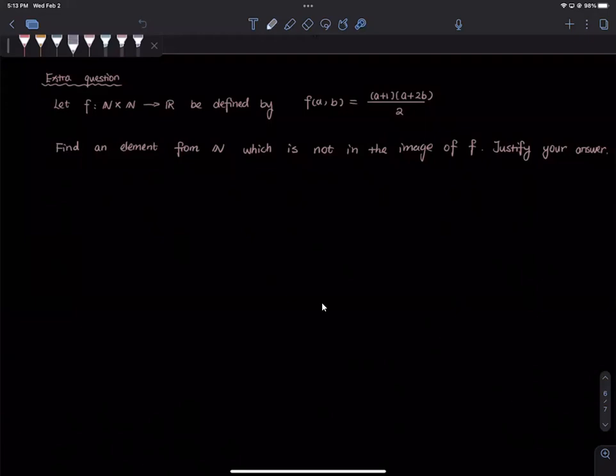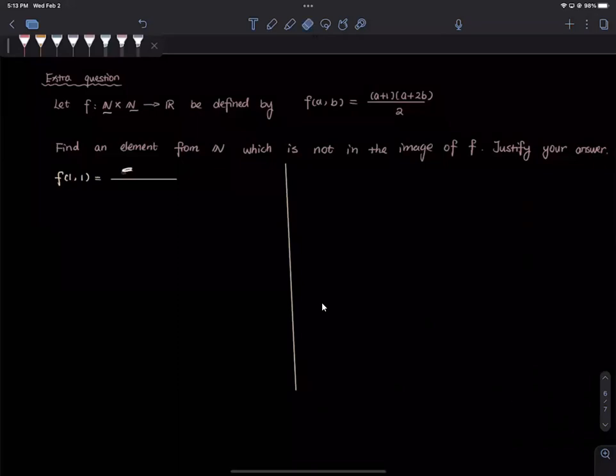I'm going to compute some of the image and see what they look like. For example, since they are natural cross natural, I'm going to start with (1, 1). Again, this is your rough work. So f of (1, 1) looks like 1 plus 1 times 1 plus 2 over 2, which is 3.